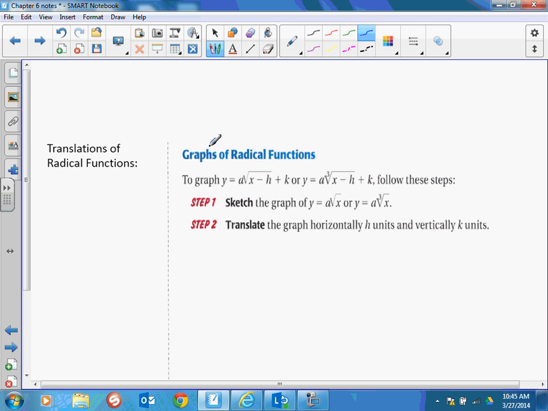Translations of radical functions. To graph y equals a, this is just a form of a square root function, a square root of x minus h plus k, or y equals a cube root of x minus h plus k, follow these steps. Sketch the graph of a square root of x, or y equals a cube root of x. Translate the graph horizontally h or k units. Okay. So basically with x minus h, if you have x minus a number, it moves to the right; x plus, the number moves to the left, as long as it's underneath the radical. It's like parentheses. And then the plus k, if it's plus a number, it's going to move it up. If it's minus a number, it's going to move it down.